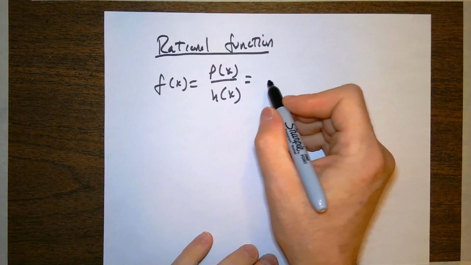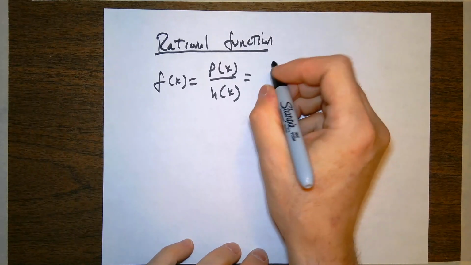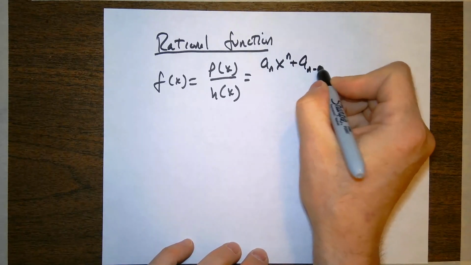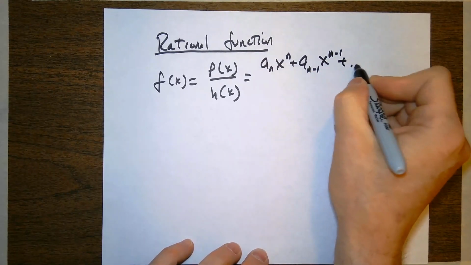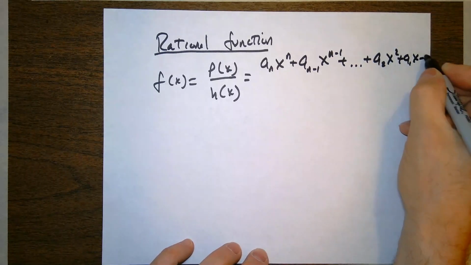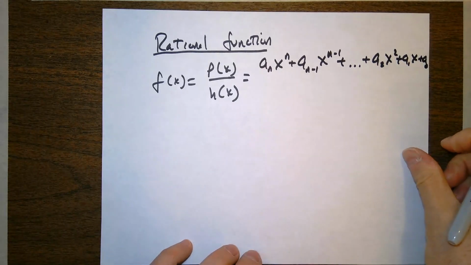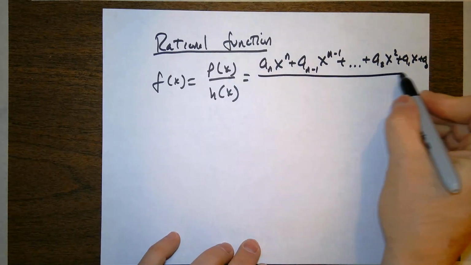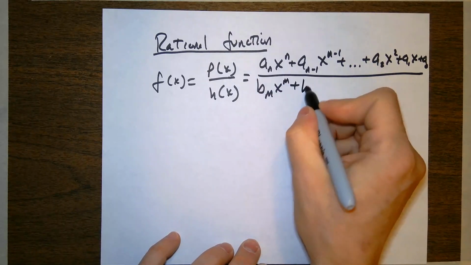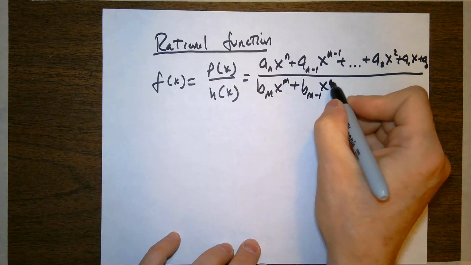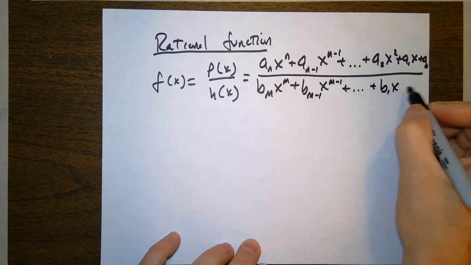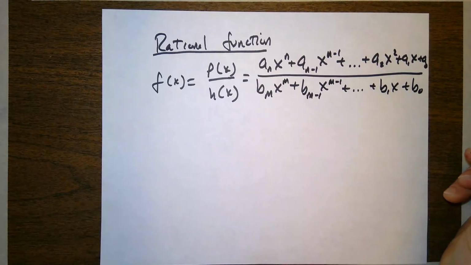Now, the definition of a polynomial, and this shouldn't give anybody a hard time: a sub n x to the n plus a sub n minus 1 x to the n minus 1 plus dot dot dot all the way down to a sub 2 x squared plus a sub 1 x plus a sub 0. I ran out of space there. All over b sub m x to the m plus b sub m minus 1 x to the m minus 1 plus dot dot dot all the way down to b sub 1 x plus b sub 0.